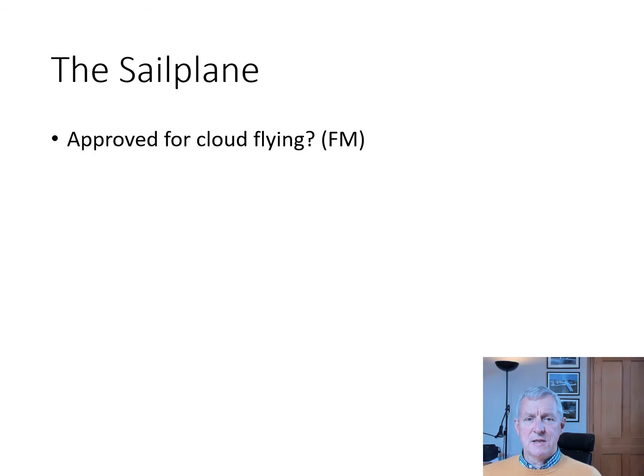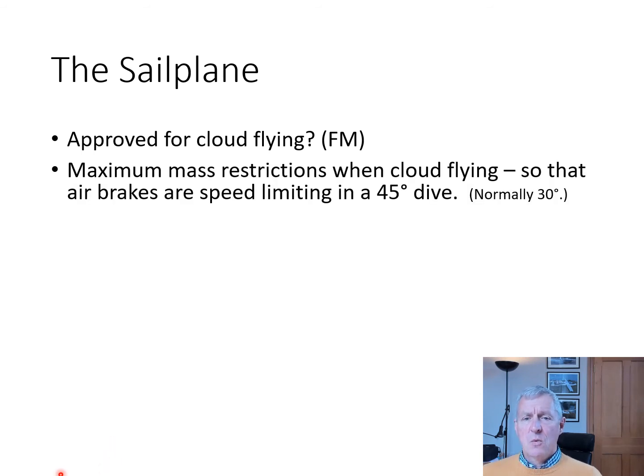How about the sailplane itself? Well, the first thing is, is it approved for cloud flying? That's going to be in the flight manual. You probably ought to know that. What's the maximum mass restriction when you are cloud flying? That's going to be driven by the need for the air brakes to be speed limiting in a 45-degree dive. Otherwise, that requirement is normally 30 degrees. So it needs to be able to dive steeper with a limiting speed with the air brakes open if you're going to go into cloud. And one of the ways that they might achieve that is to say don't fly in cloud with water. So you need to understand that.